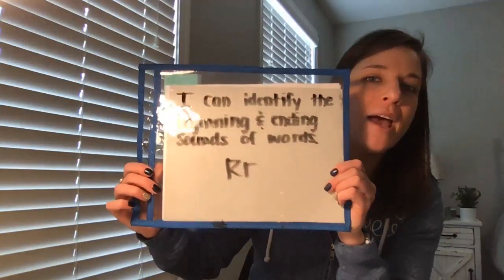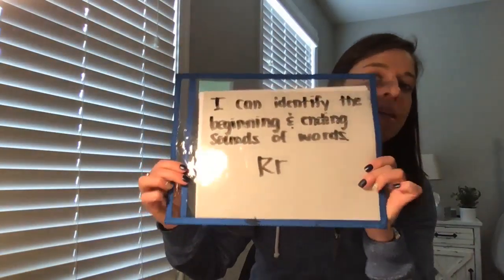Today we're going to work on our learning target that says, I can identify the beginning and ending sounds of words. So today we're going to use our two different colored crayons for two different directions. One direction is going to tell us to color the words that start with a sound one color, and another direction is going to tell us to color pictures that end with a sound a different color.